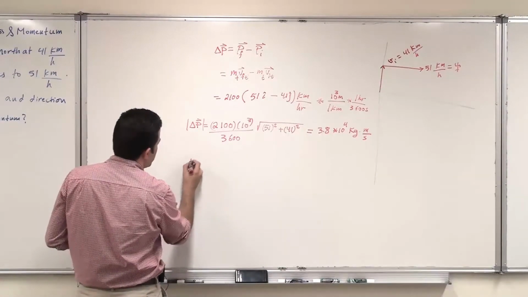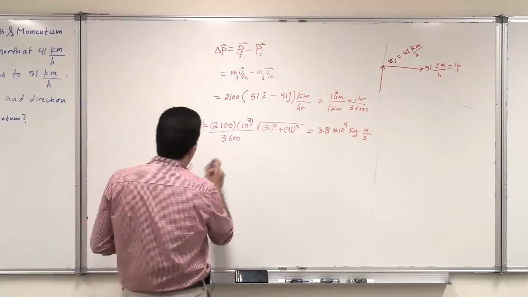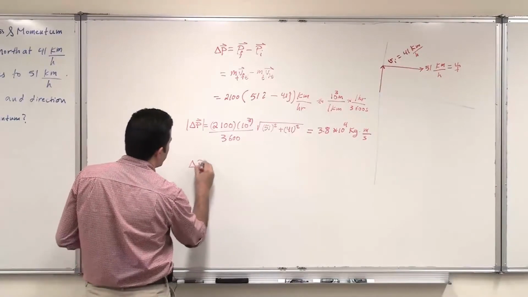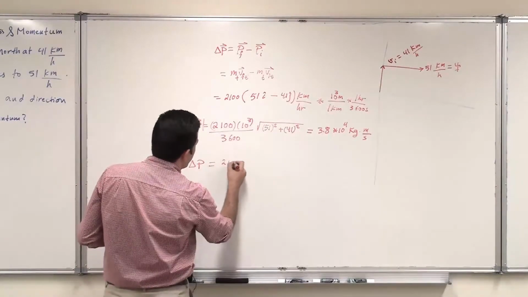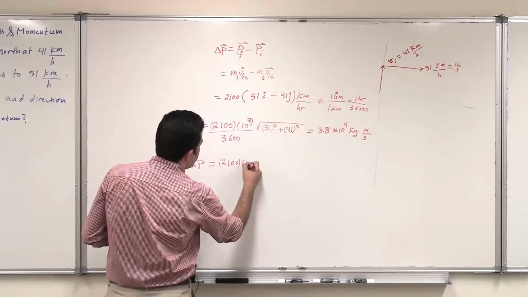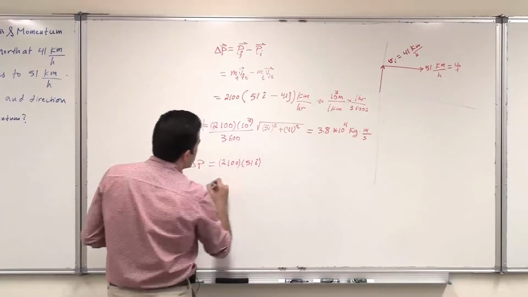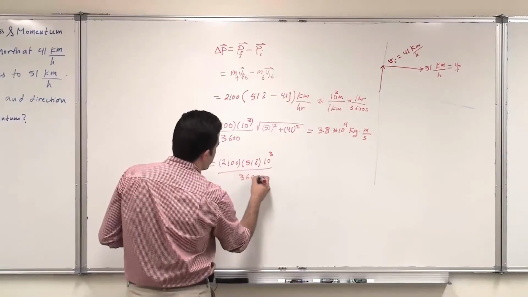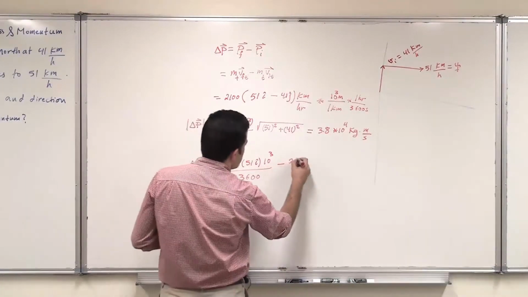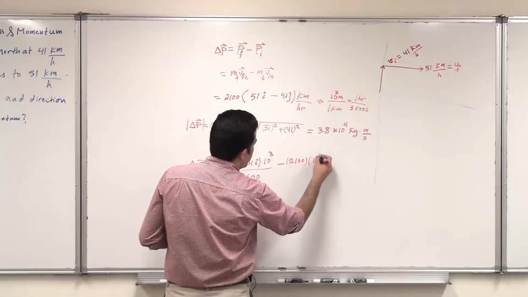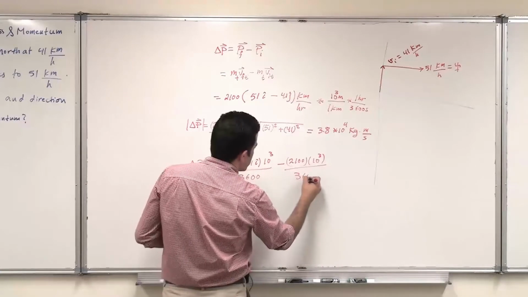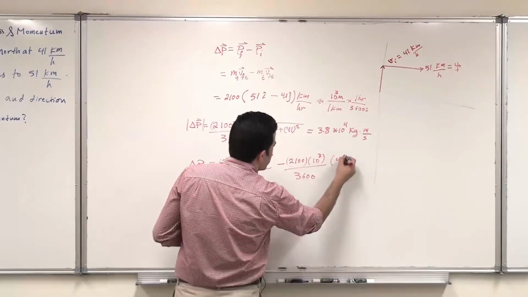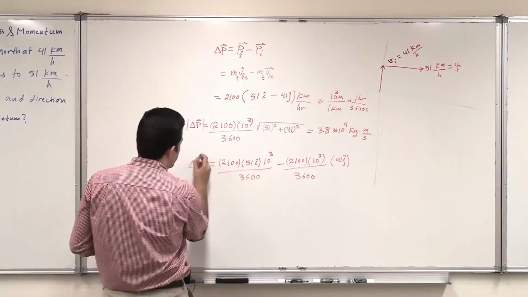So to find this angle theta, we have delta P equal to 2,100 by 51 i hat, by 10 to the power 3 divided by 3,600, minus 2,100 by 10 to the power 3 divided by 3,600 by 41 j hat. So we have these two components.